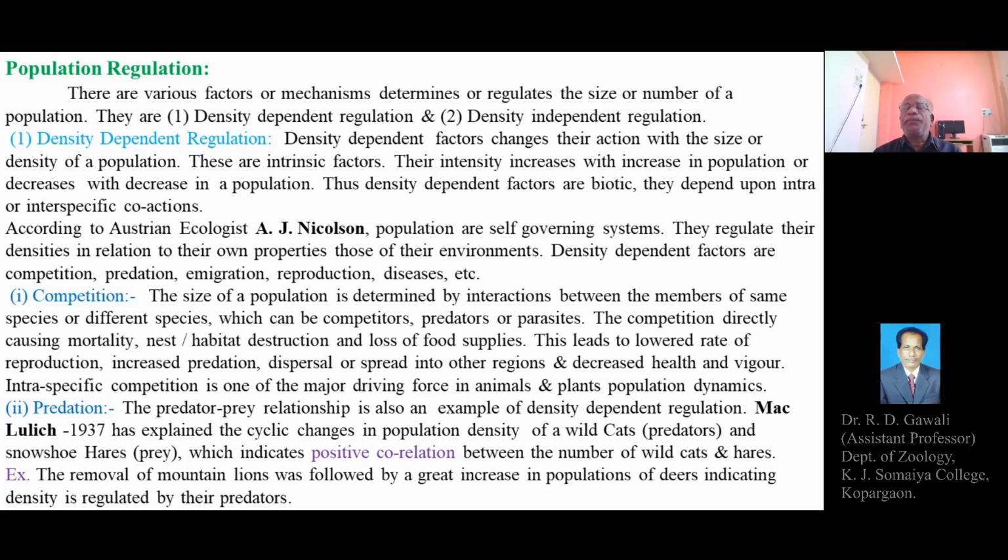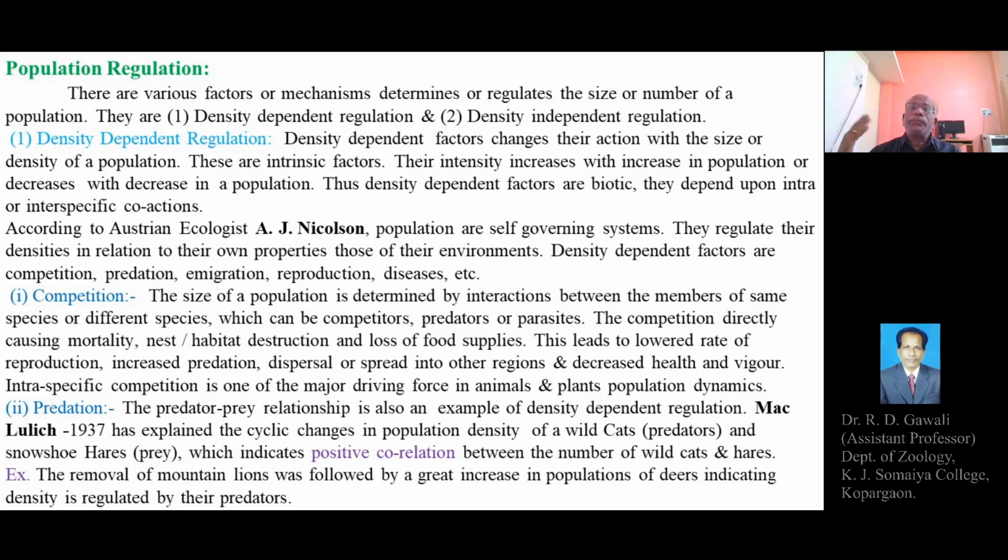Second one, that is predation. Predation, that is predator and prey relationship. If the number of prey is increasing, the number of predators also increases. If the number of predators decreases, the number of prey increases. So this is just an action or co-action with respect to predation. So this will regulate the population size.